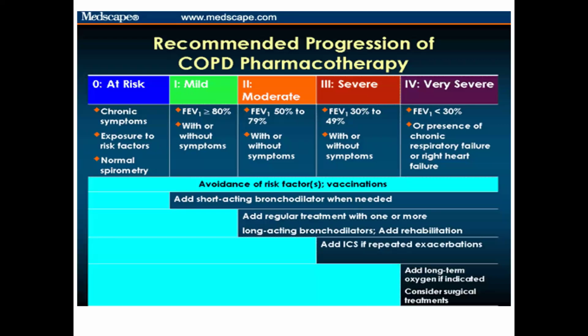These are the recommended progression of COPD pharmacotherapy. And it basically depends on the forced expiratory volume in 1 second, FEV1. You can determine whether this is mild, moderate, severe, or very severe, and whether you need to add steroids or not. You need to add long-acting bronchodilators or not.